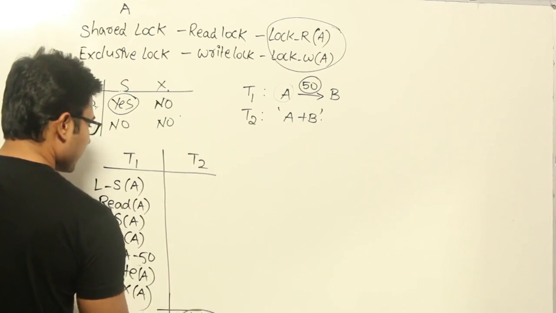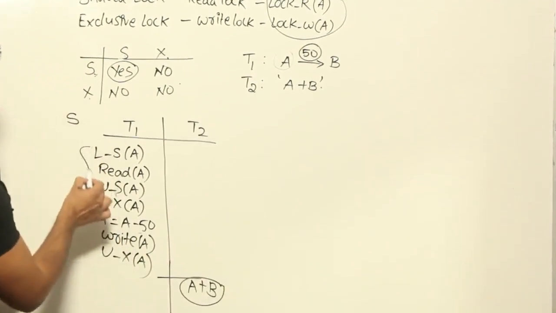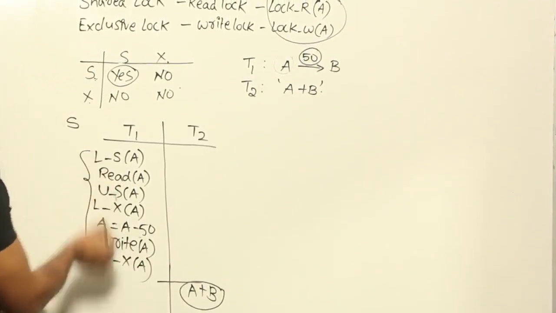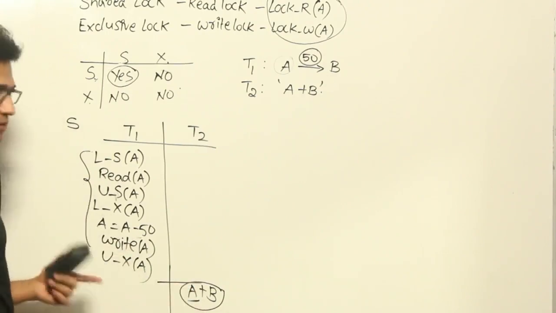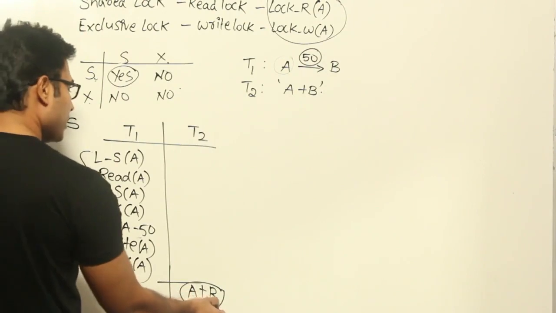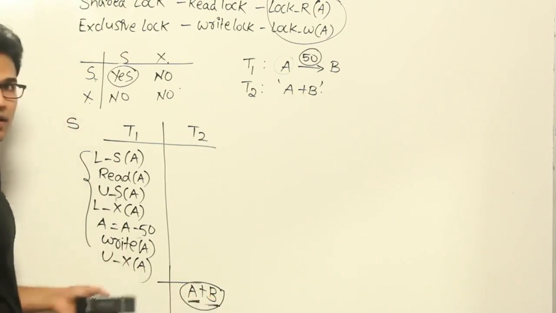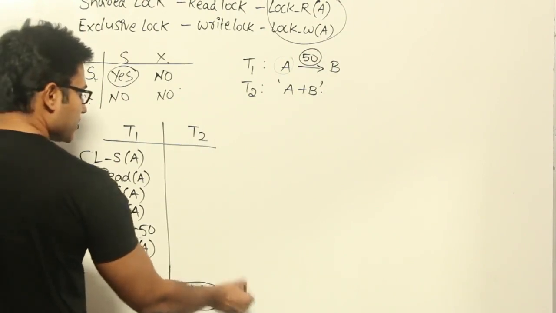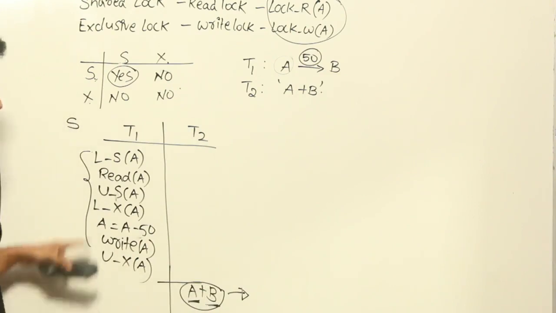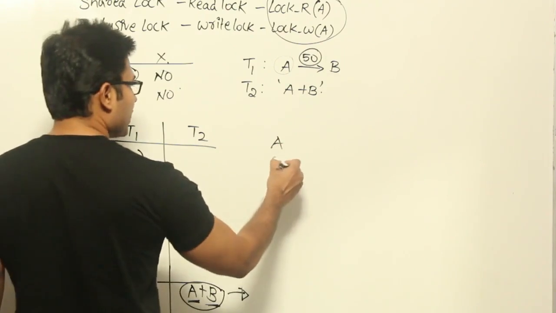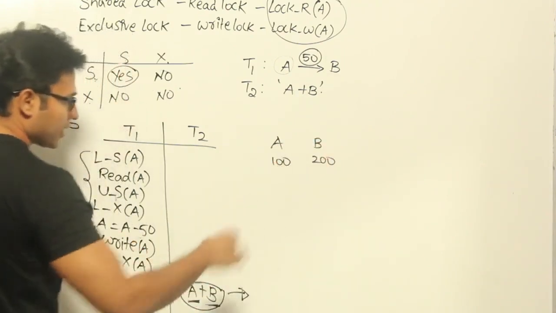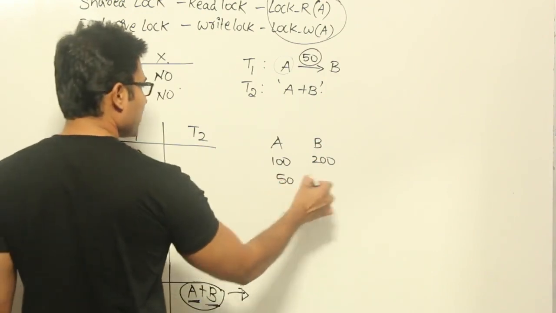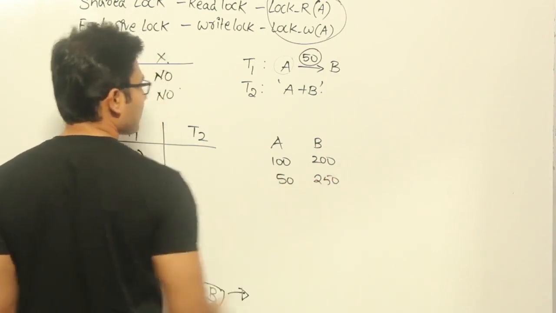B. Now since T1 has released all the locks it has been holding on A, T2 will be able to get a lock on A, which is nothing but a shared lock, and get a lock on B, which is nothing but a shared lock, and now it will try to display A plus B, right? Now what happens is, we are in the middle of the transaction. Now assume that the initial amount that A has is 100 and the initial amount that B had is 200. Now after transferring, A will have 50 rupees remaining and B will have 250 rupees remaining.